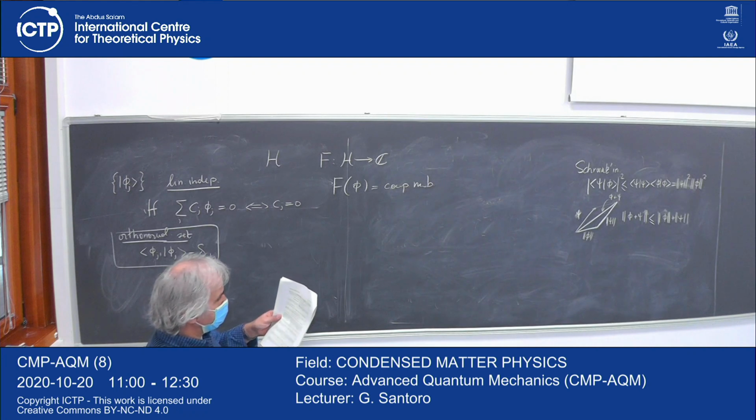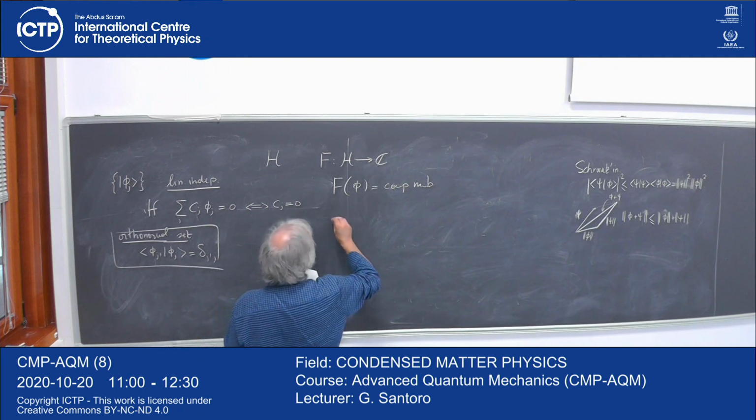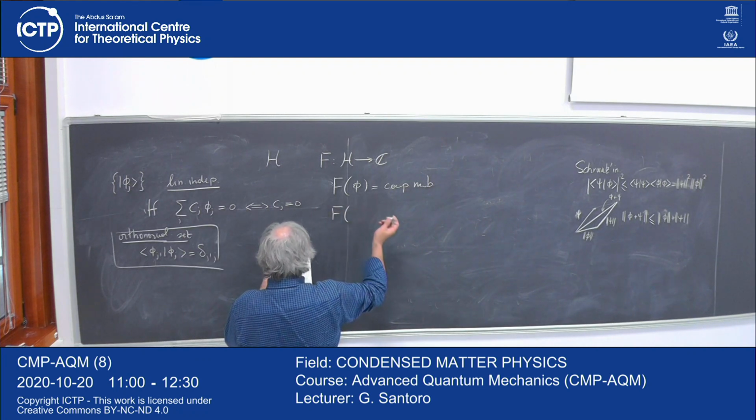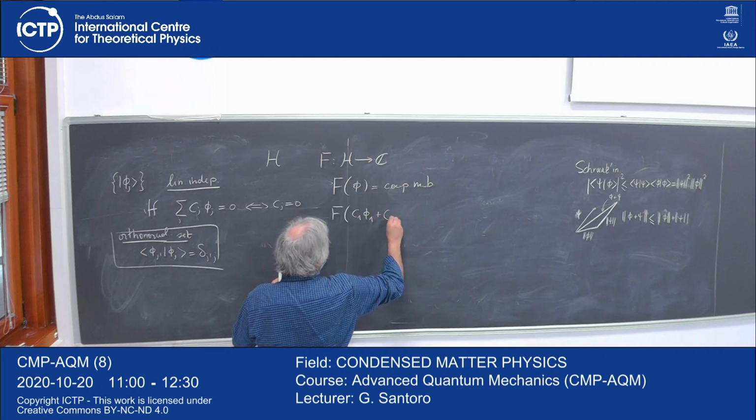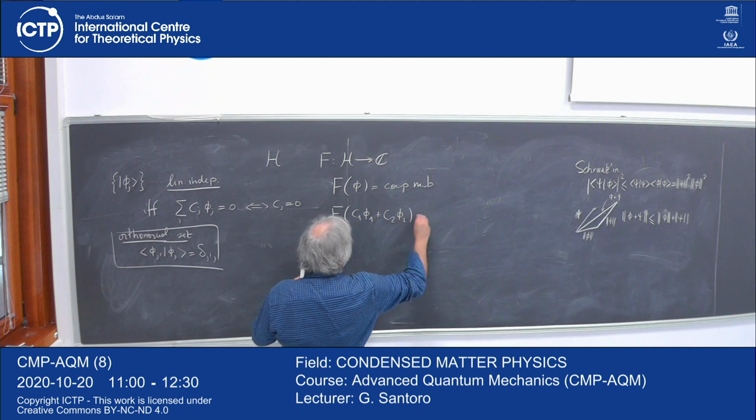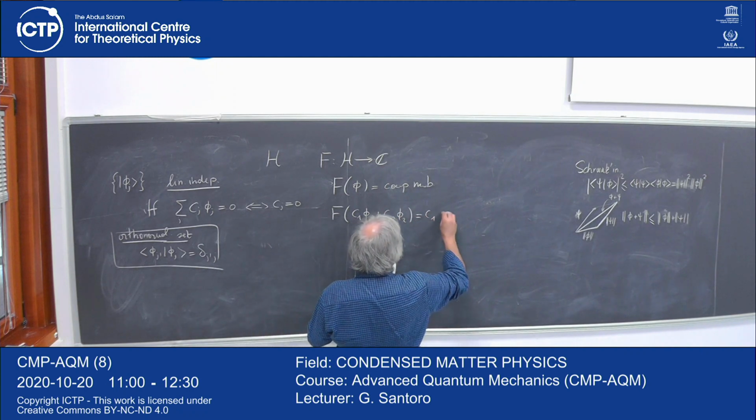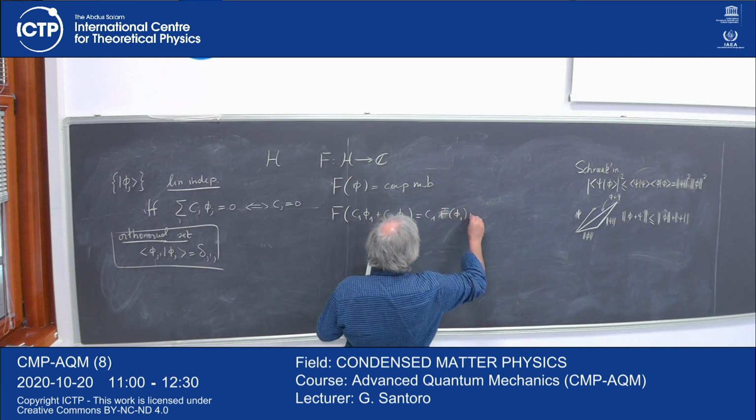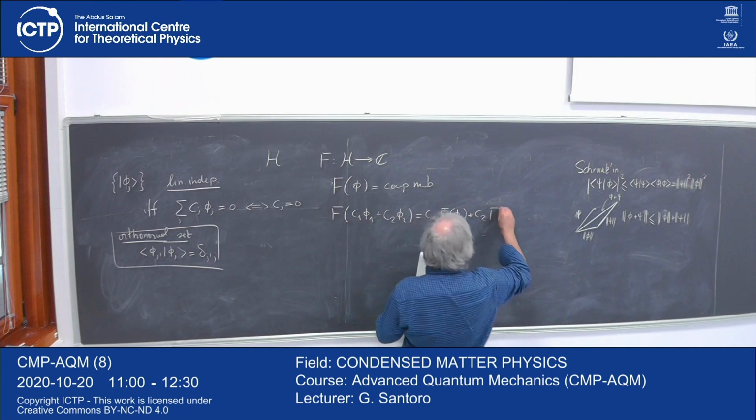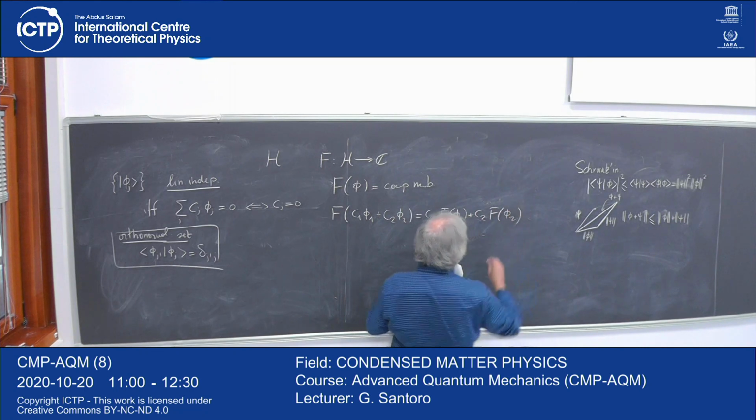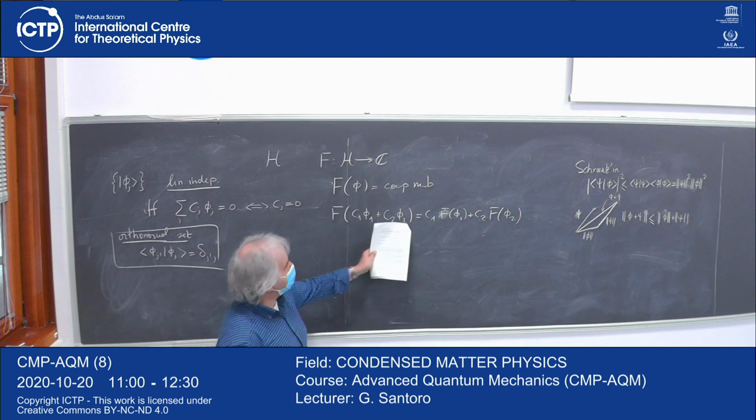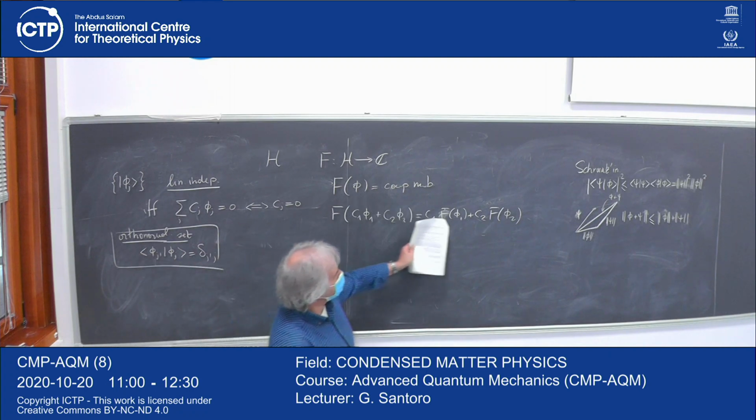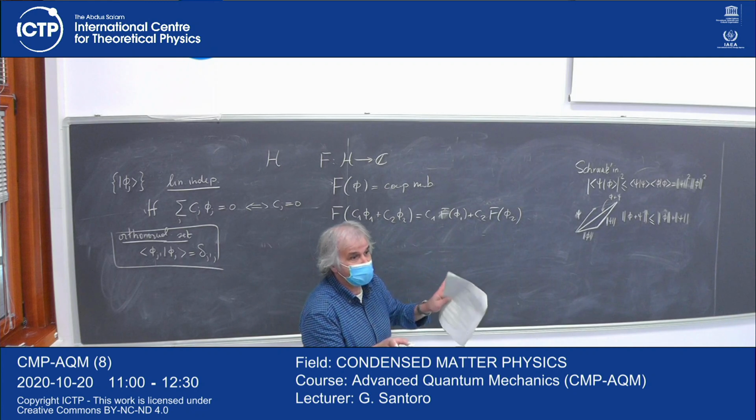Now, a linear functional, okay, so a functional is linear if f of c1 phi1 plus c2 phi2 is equal to c1 f of phi1 plus c2 f of phi2. Is it clear? Okay? So a functional is linear if when it acts on a linear combination, it produces for you just a linear combination of the two.